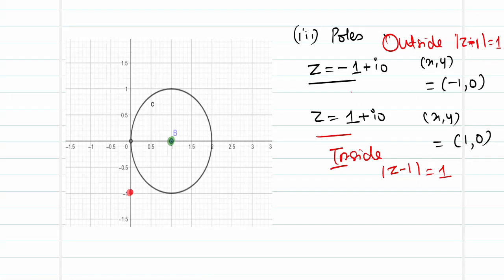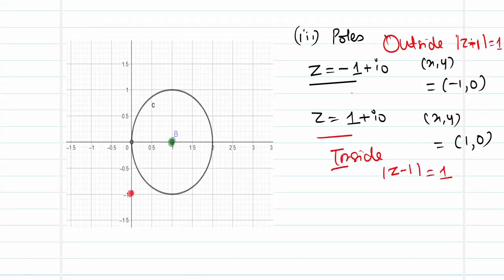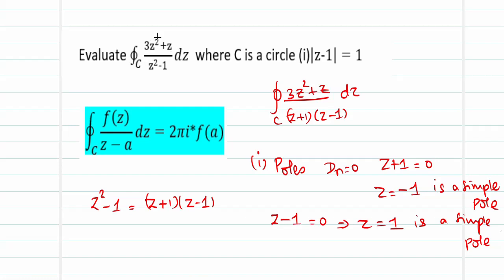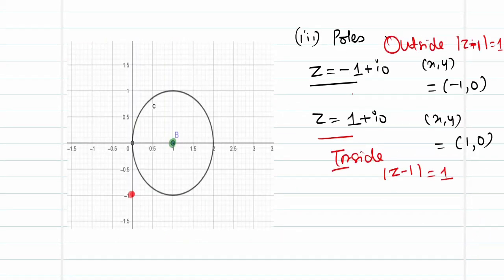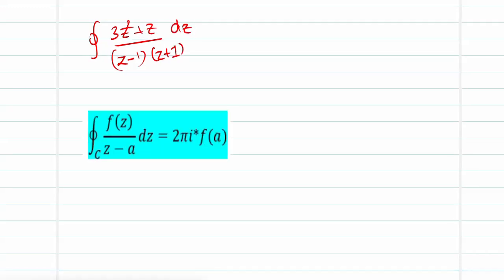Now what we have for the problem is the integral over the curve C. What was your function? 3z square plus z divided by (z minus 1) into (z plus 1) into dz. This is what I will have to evaluate. Now identify it with the given formula for Cauchy: the integral of f of z by z minus a dz is 2 pi i into f of a. Now we know that here in the denominator this is going to be the pole that lies inside.